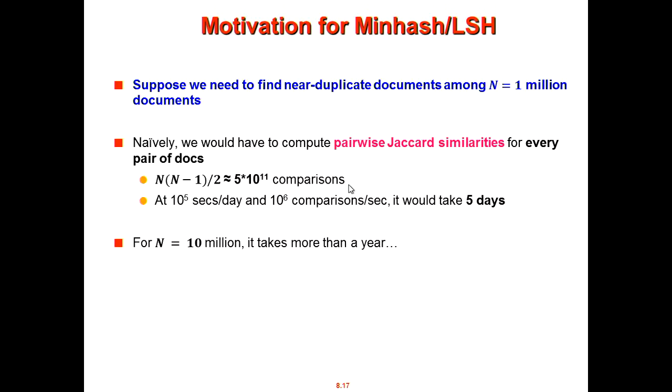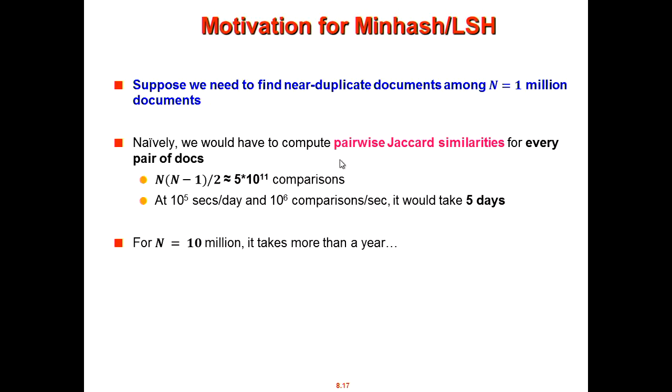Another problem is that the pairwise computation is too slow. This example gives you some data to understand this problem. For example, if you compute the pairwise Jacob similarity for every pair of documents, the number of comparisons is n times n minus 1 divided by 2, right? If you are given 1 million documents, which is actually not too large, it's still not a large data set. Remember, think about the number of blogs and news published every day on the internet. So 1 million is not a big number.